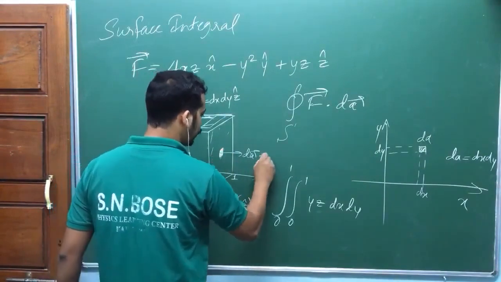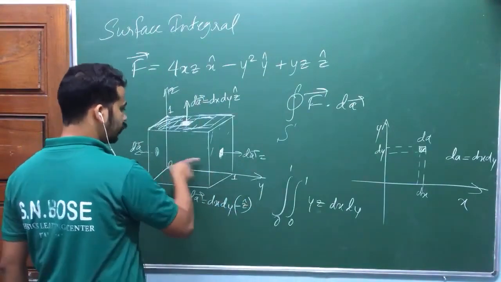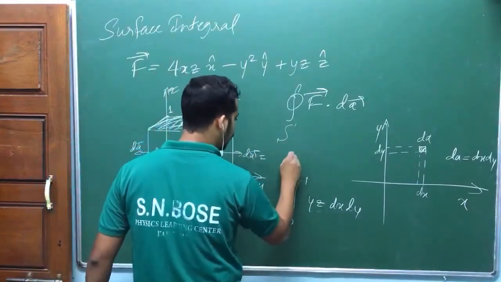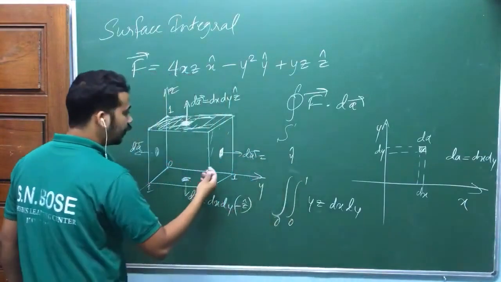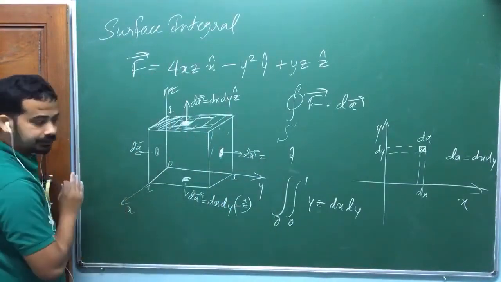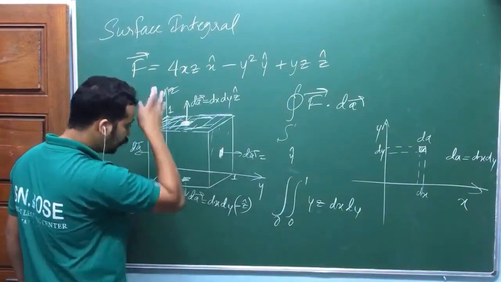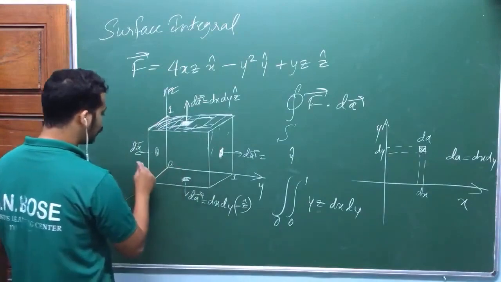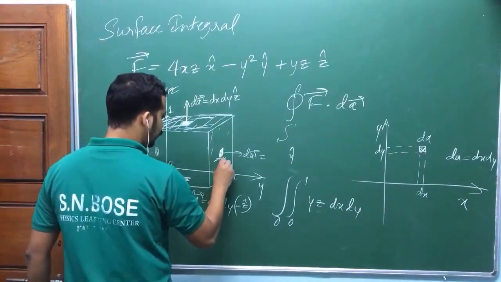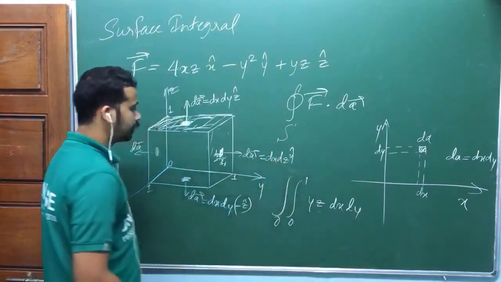Like that, if you take the dA vector here, what is the dA vector direction? Y cap, am I right? What are the variables here? Its direction is y cap. Now look at here, this plane is parallel to the xz plane. Can you imagine? So in any plane parallel to the xz plane, you have to write the dA vector as dx into dz, y cap.